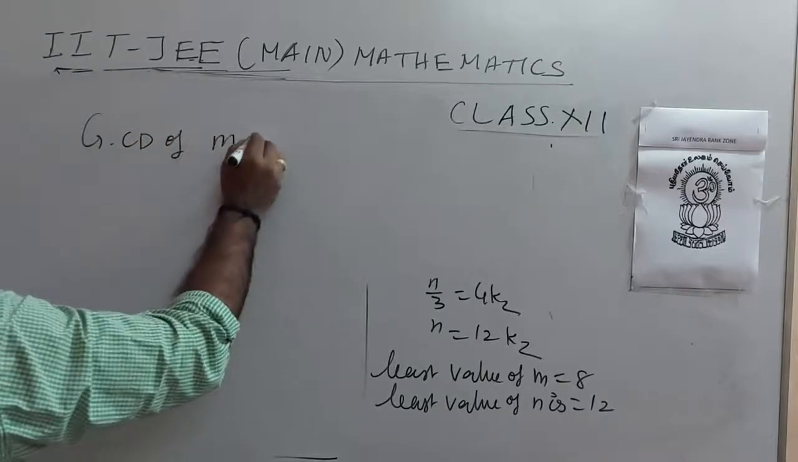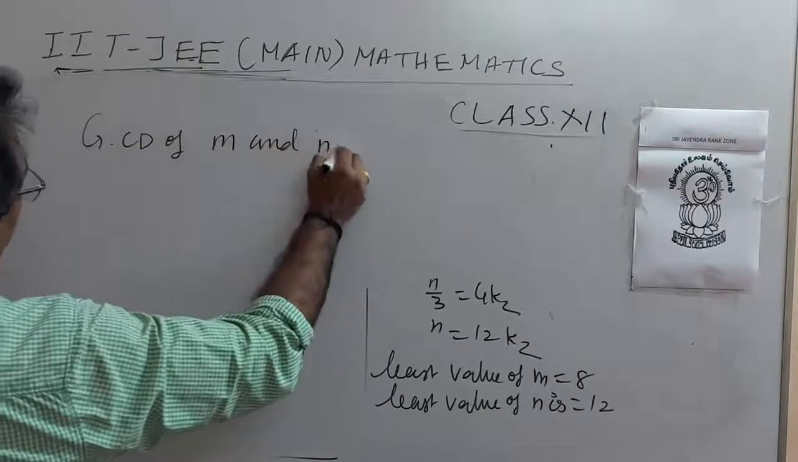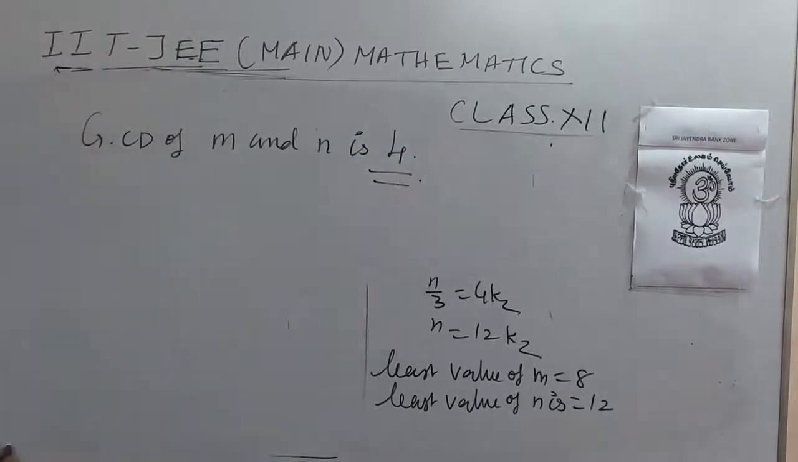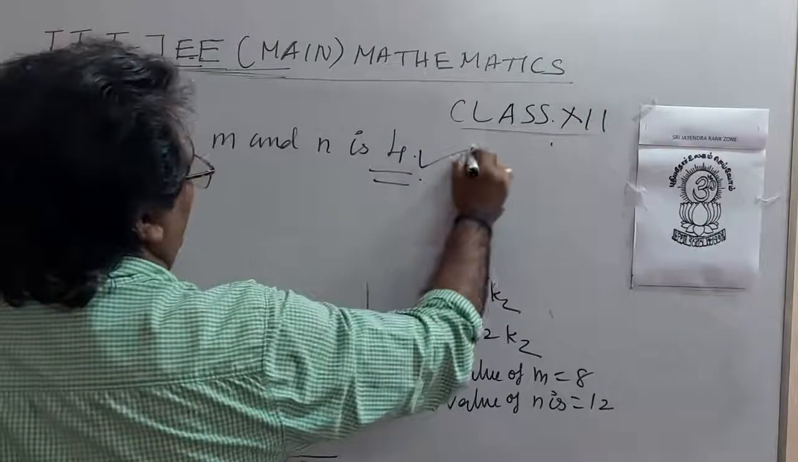GCD of m and n is 4. So the answer is 4 in this case.